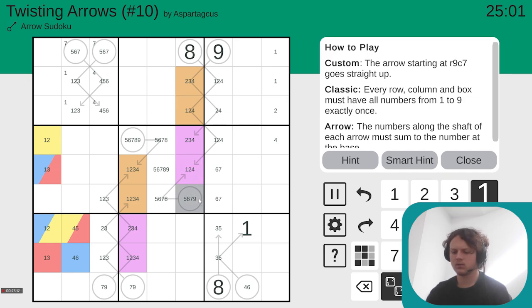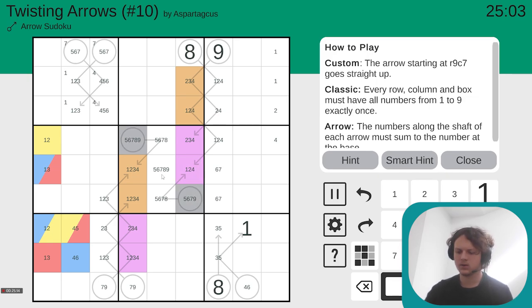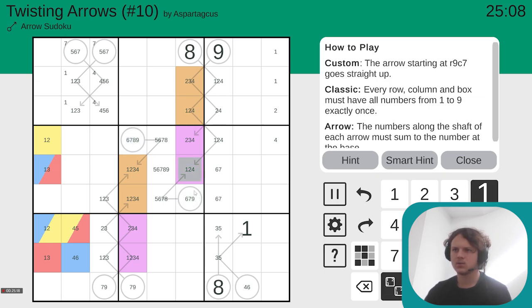That can't equal 5. Those can't equal 5, because a 5 would need a 4 and a 1, or a 2 and a 3. A 6, a 1 and a 5, that could be done. Okay. That means both of them can't be a 6.